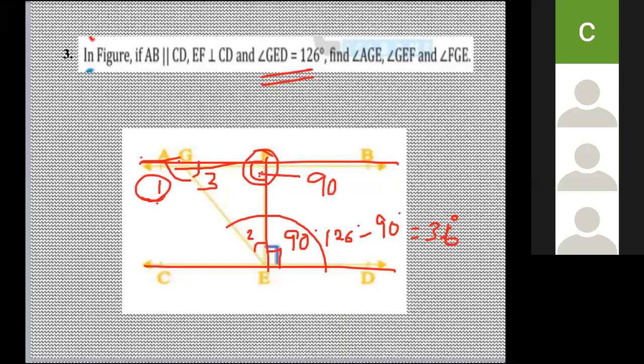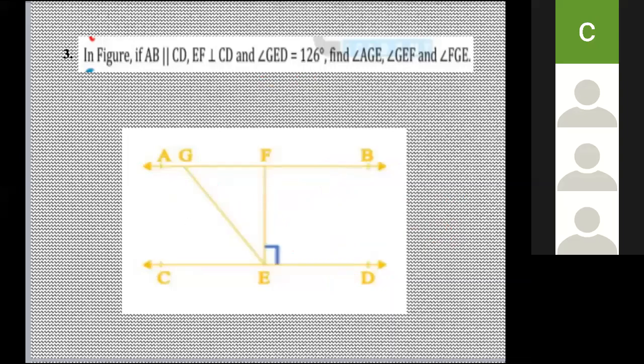90 degrees. This is also 90 degrees. Why? Because these two lines are parallel, these two act as alternate interior angles. Here, this total angle is 126 degrees. So this is nothing but 126 minus 90, which gives 36 degrees.